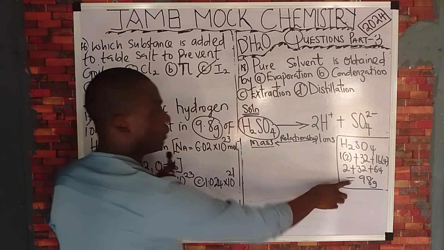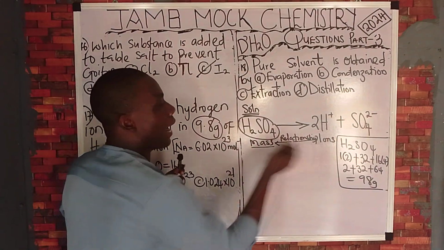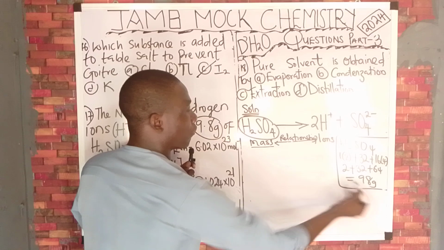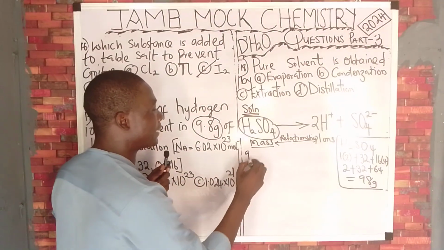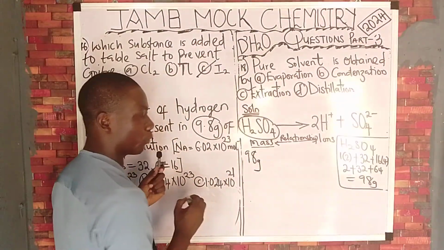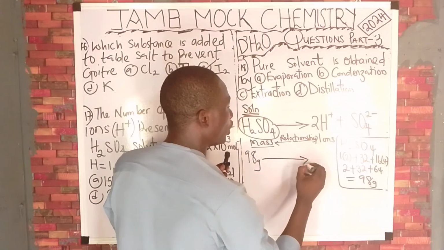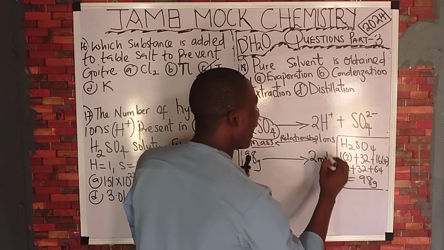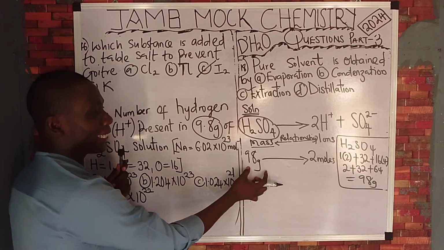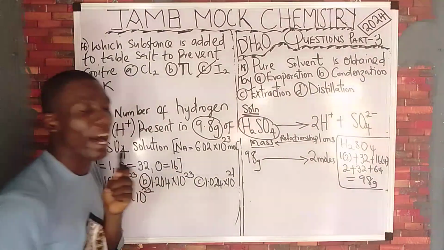If we have 98 grams, remember, it is a mass to ions relationship. First of all, let's do this quickly. 98 grams of H2SO4 has given us 2 moles of hydrogen ion. So 98 grams to 2 moles of hydrogen ion.